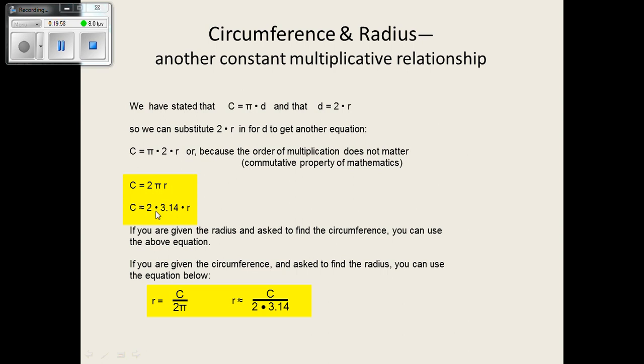When we substitute in, it becomes approximately equals 2 times 3.14 times the radius. So if you're given the radius and asked to find circumference, you can use this above equation. The inverse approach, if you're given the circumference and asked to find the radius, we can use this equation below. r equals c divided by 2 pi, or r is approximately equal to c divided by 2 times 3.14.